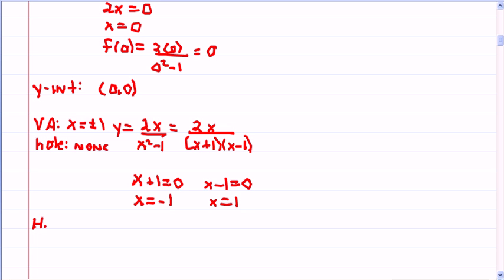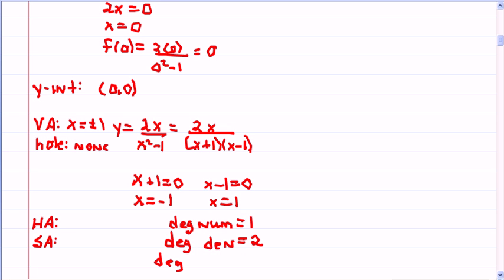Next, I look to see if there is a horizontal asymptote or a slant asymptote. To determine which it has, I look at the degree of the numerator and compare it to the degree of the denominator. The degree of the numerator is equal to 1, and the degree of the denominator is equal to 2.